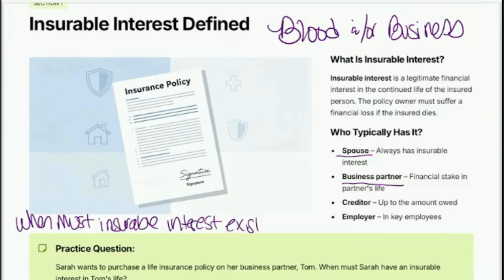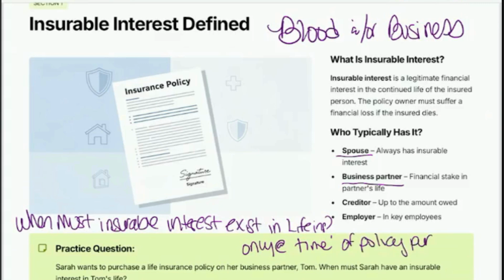Another important question they love to ask is, when must insurable interest exist in life insurance? Only at the time of inception, or policy purchase, policy inception, when the policy is put into place. Okay. We're going to dive into a little bit more on that, but just wanted to say that while we're here talking about insurable interest.